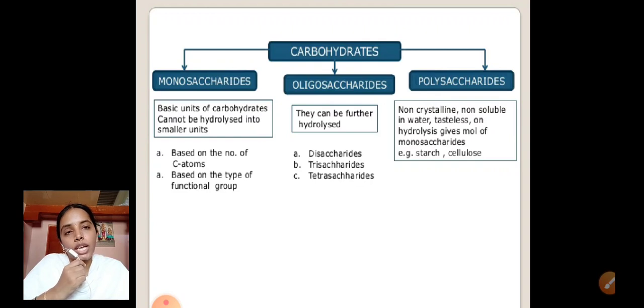Another one is oligosaccharides. Oligo means few. They have a few monosaccharide or monomer units, so they can be further hydrolyzed. They consist of disaccharides, trisaccharides and tetrasaccharides. Next is polysaccharides. Poly means many. Here the saccharides are more than 9 in number. These are non-crystalline, not soluble in water, and tasteless. On hydrolysis they give molecules of monosaccharides, for example starch and cellulose.